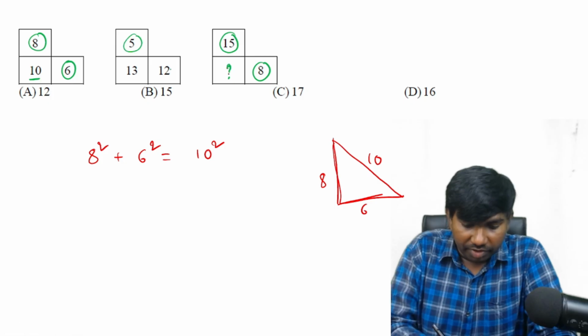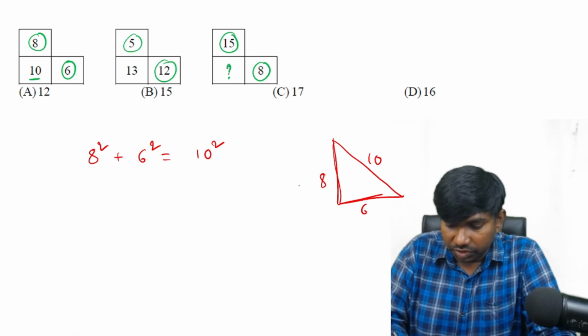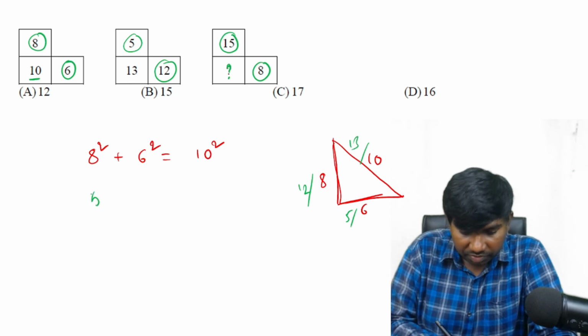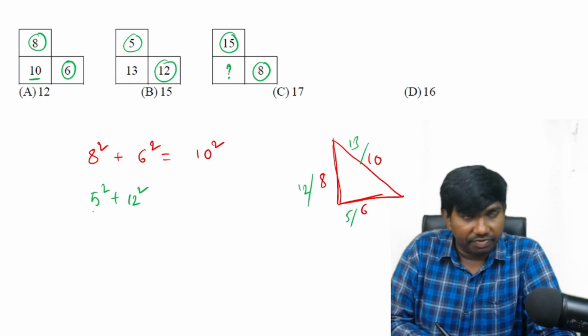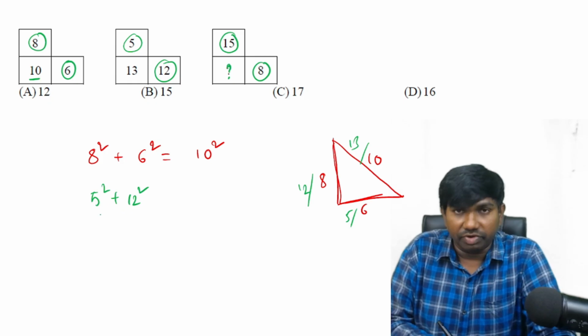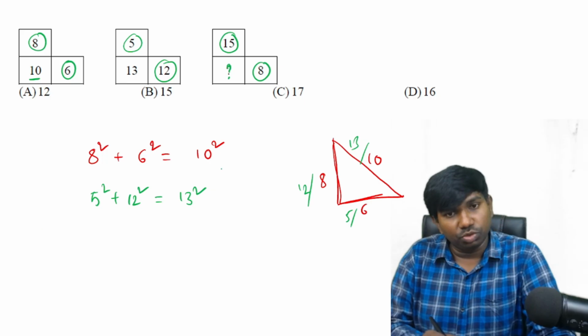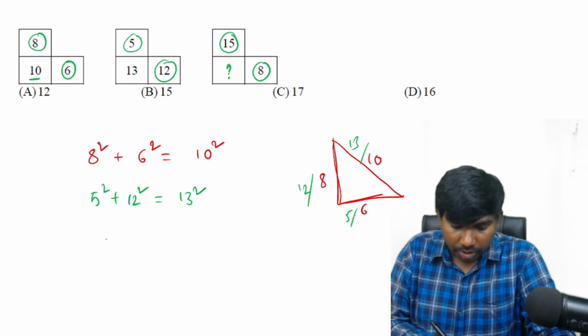Similarly, 5 and 12. If this side is 12 and this side is 5, then this side will be 13. How? 5 square plus 12 square: 12 square is 144 plus 5 square 25. Sum is 169. 169 is nothing but 13 square. So do the same thing here as well.